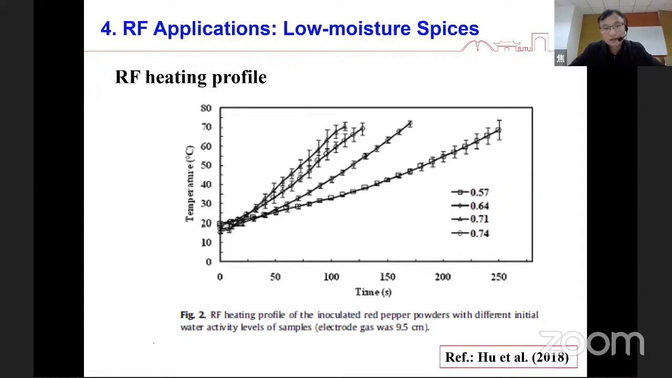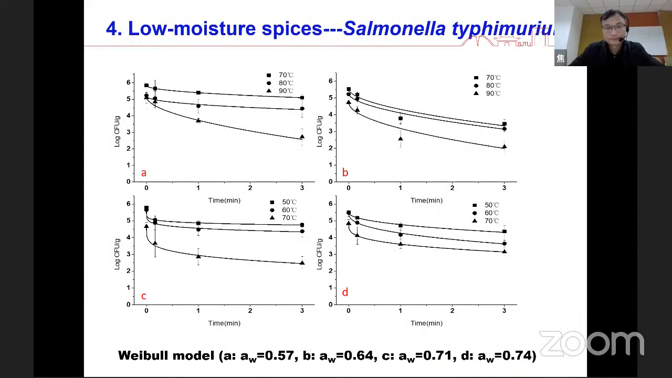So let's say this is the alpha heating profile. We also evaluated different initial water activity levels. The different initial water activity levels have a significant effect on the alpha pasteurization studies. And generally speaking, higher water activity levels give higher alpha pasteurization efficiency. And this is for the Salmonella, and we did the inactivation studies, and we found that the Weibull model is the most suitable one to simulate the inactivation curve.